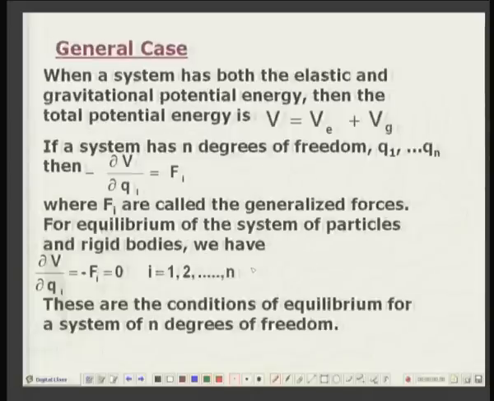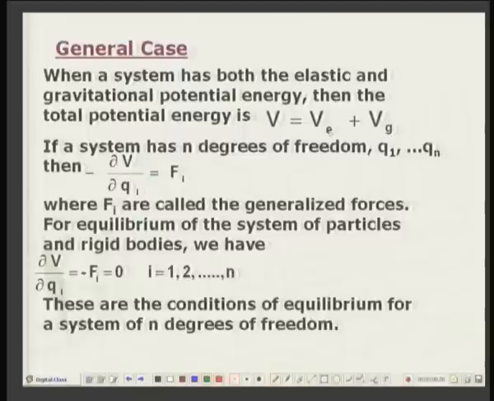When your system has both elastic potential energy as well as gravitational energy, then since energy is a scalar quantity, energy comes from work and work is scalar, being a dot or scalar product, energy is also a scalar quantity, and scalar quantities can be added or subtracted like real numbers. Unlike vectors, where you have to use the parallelogram or triangular law of vector addition, here a simple arithmetic addition or subtraction is needed. So, if I add the gravitational and elastic potential energies, I will get the total potential energy V as V e plus V g.